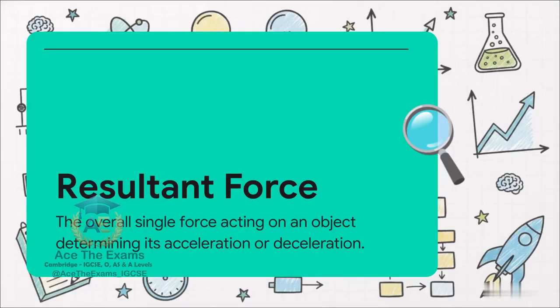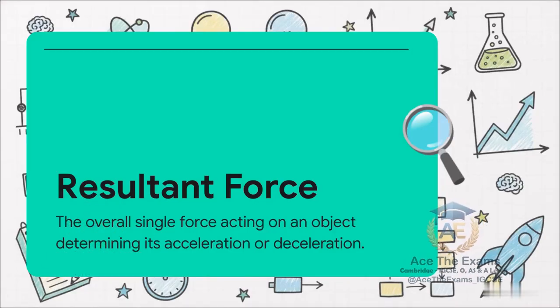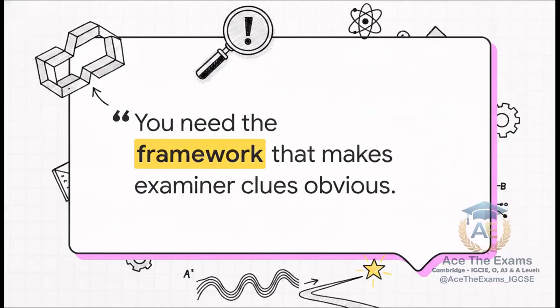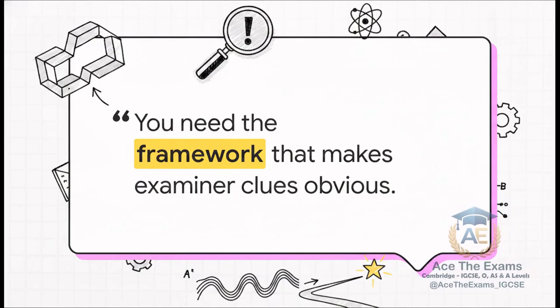Now, let's look at a foundational concept before the stakes get even higher: resultant force. It's the overall single force acting on an object that determines its acceleration or deceleration. It's the vector sum of all forces. You need to know this definition cold, but remember, knowing the definition is just level 1. The examiner won't just ask you to define it, they're going to make you apply it to a complex scenario with opposing forces, friction, and air resistance. In a moment, I'm going to show you the exact examiner clue that changes your answer completely.